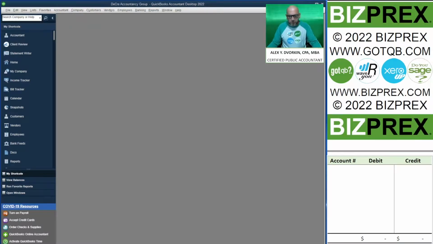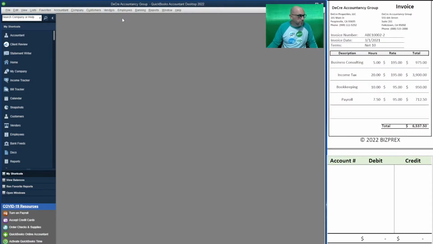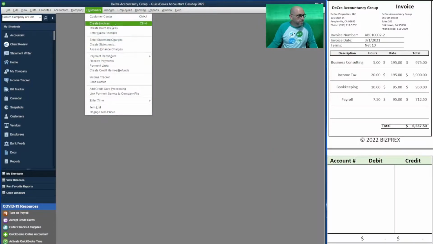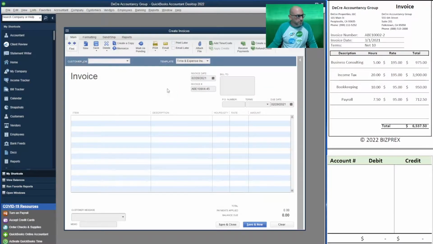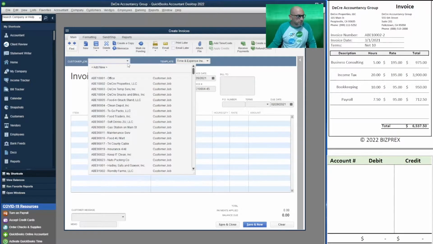Okay, we're in March. As always, first order of business is to bill our clients, right? As February is over, we have all of our time cards and all the employee information in. Let's bill the clients, right? That's what it's all about. Let's invoice them. All right, customers, create invoices, right? Time and expense, we can use this, we can use our own, this one is fine. So let's get to it.